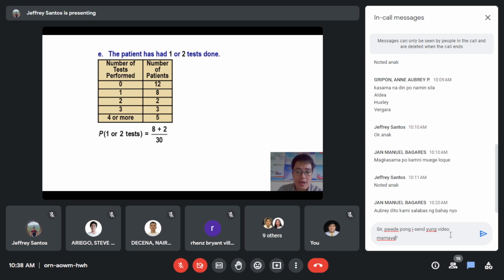You're just going to add the corresponding number of patients. So, 12 plus 8 is 20 plus 2, 22, plus 5 is 30. That's why our given probability becomes 10 over 30, or simplify, kapag ni lowest term, this will be equal to 1/3.